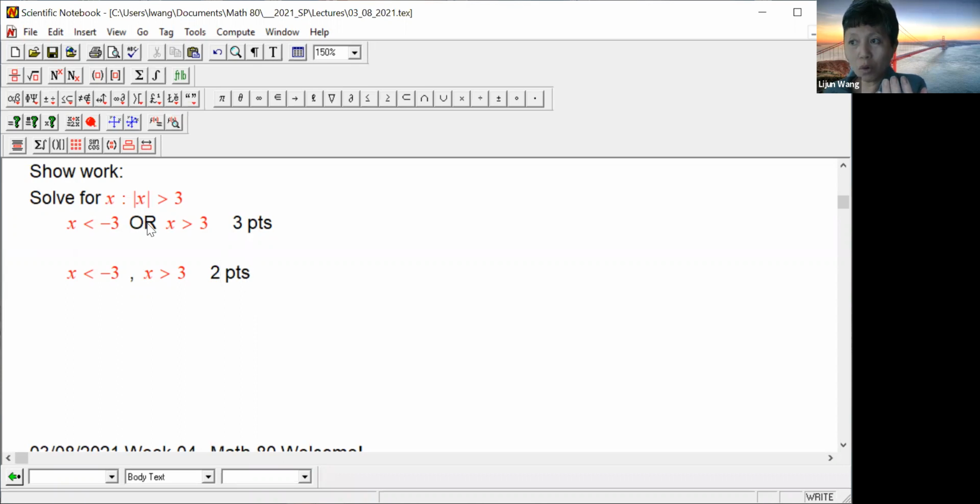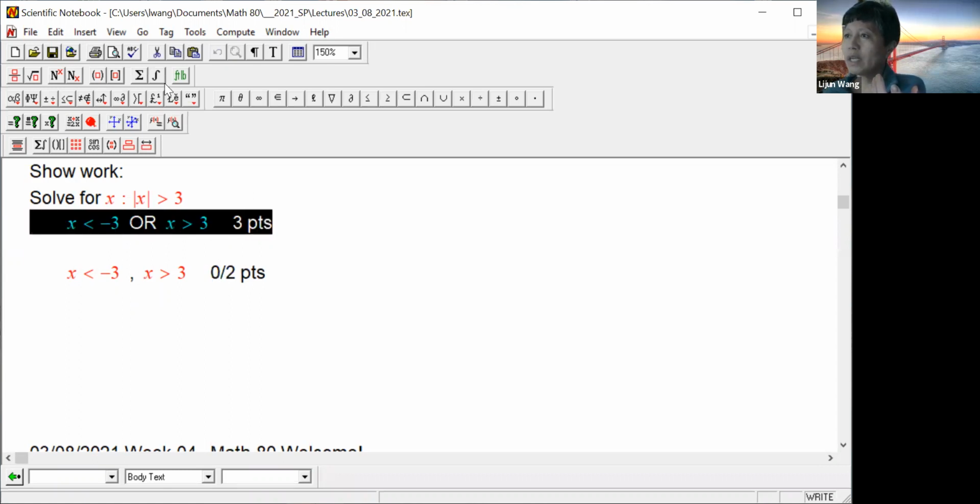You can see or takes a point. This or must be there absolutely. If it's missing, it could cause all kinds of problems. Whoever grades your work could wonder, does he understand the difference between and and or? Definitely cannot use and here. So 2 points or 0 points, not sure.